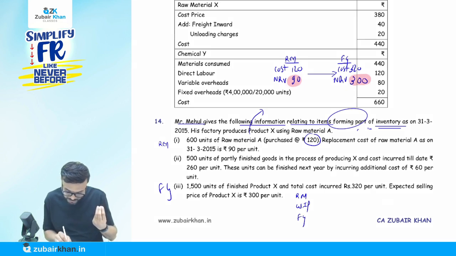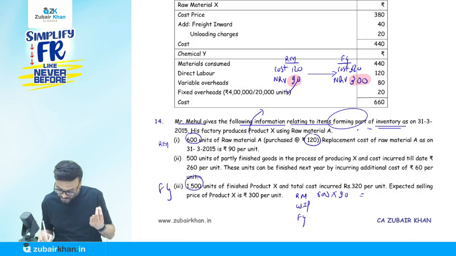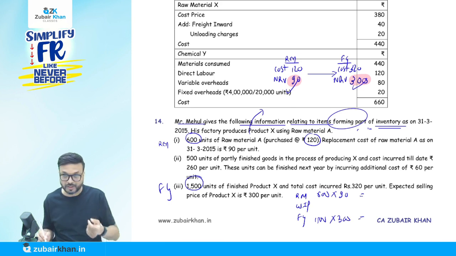Raw material: how much quantity do I have? 600. The valuation will be at what price? 90. I will multiply by 90. Finished goods: how much quantity do I have? 1500. Multiply by 300. Simple. Okay, now the second point, WIP.